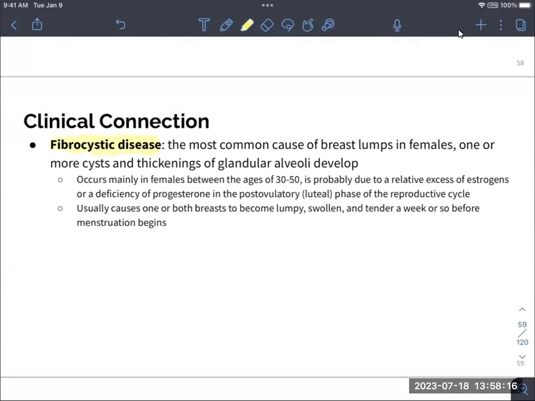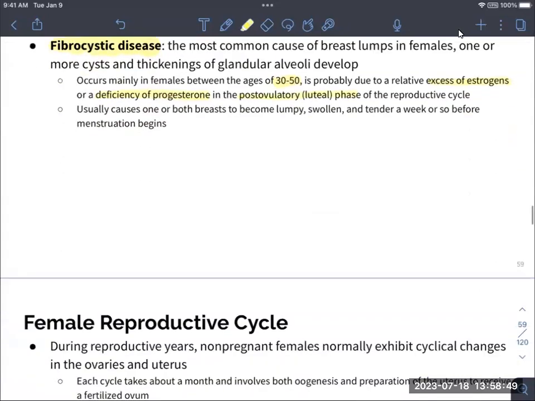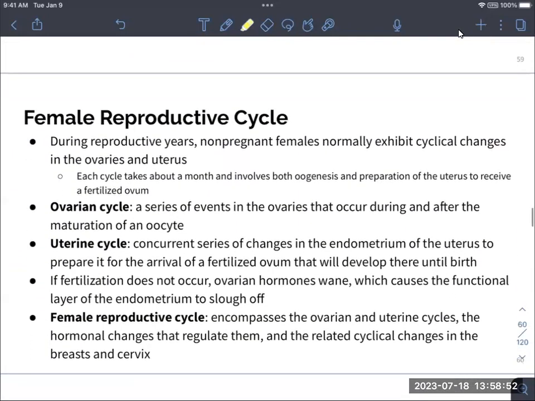This is the most common cause for a lump to be found in a female breast. It's finding cysts. It occurs mainly in women between 30 and 50, and it could be because of too much estrogen or a deficiency of progesterone in this post-ovulatory luteal phase. So one or both breasts may become lumpy, swollen, or tender before menstruation happens. So let's look at this female reproductive cycle.